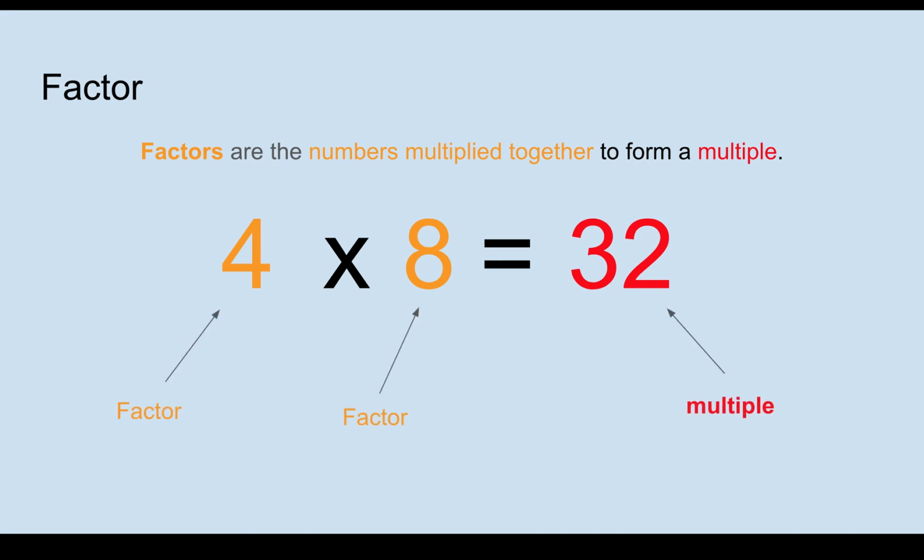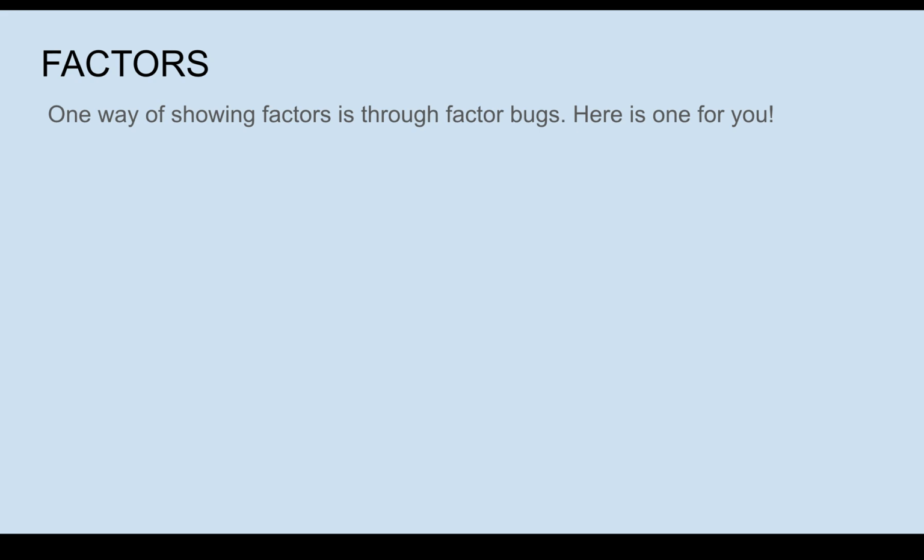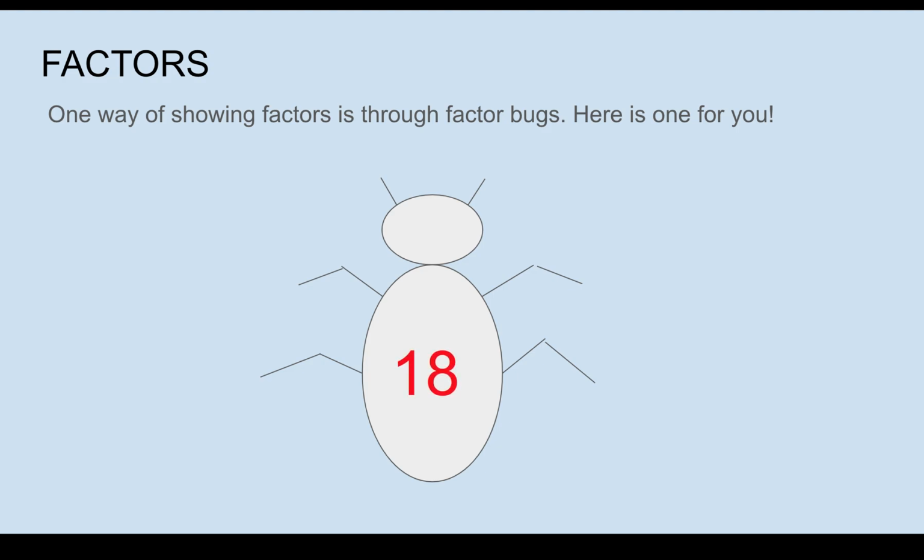Okay, so we've got to keep that in mind. The two numbers that are multiplied together are the factors, and the product that they form is the multiple. So one way of showing our factors is through factor bugs, and here is one that I've drawn for you. As you can see, we've got the body, we've got the head, and then we've got the factor feet coming off it. So today I'm going to create the factor bug for the multiple of 18. And in the middle of it, of course, goes the multiple.